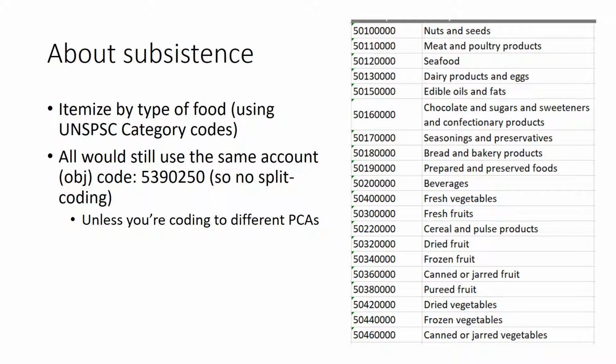When you get your receipt, you will have to subtotal each type, unless you can arrange your purchase on the conveyor belt by category and ask the store to subtotal each one for you as you check out. I don't expect that anyone wants to do this, but this is the most recent direction I have received, and so I am passing it on. Because the different lines would all still use the same account code for non-taxable food, you wouldn't have to split code your purchase, unless you're charging to different PCAs. But it appears at this time that categorical itemization is required.